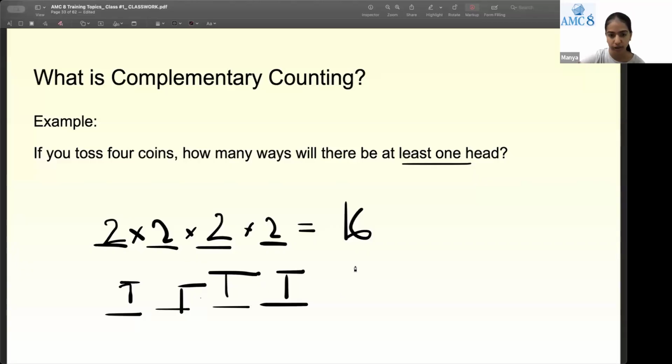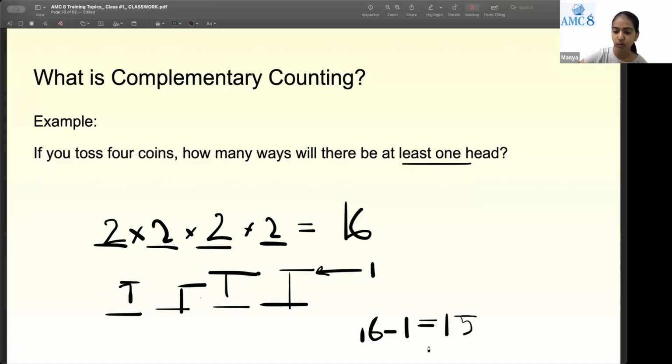So this is one possibility. And this is the only possibility, because if we erase one and put a head, that would make the statement true, since they're just asking at least one head. So the opposite of that would be having all tails. Since there's only one way to do this, it would be 16 minus 1. We subtract 1 because this is the opposite of what we want. So 16 minus 1 is equal to 15, meaning that there's 15 ways there can be at least one head.